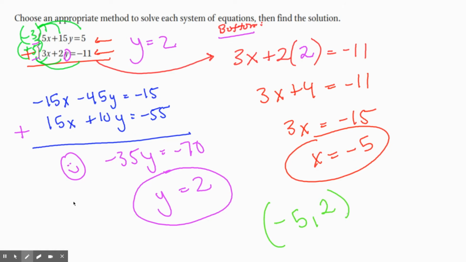These are where these two lines will cross. These two equations will intersect at the point -5, 2. And that is also known as the solution.